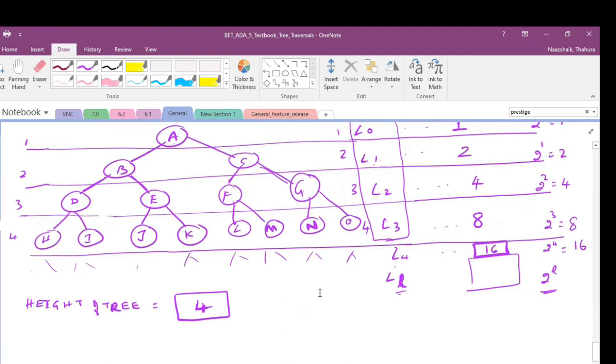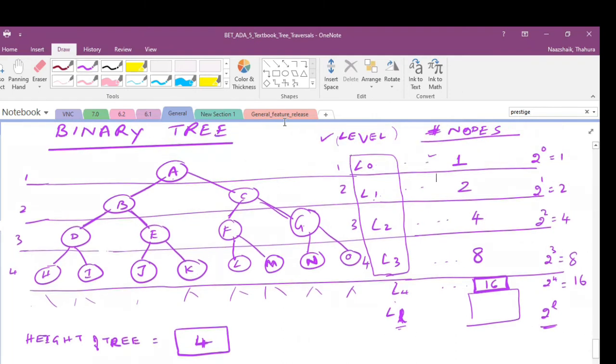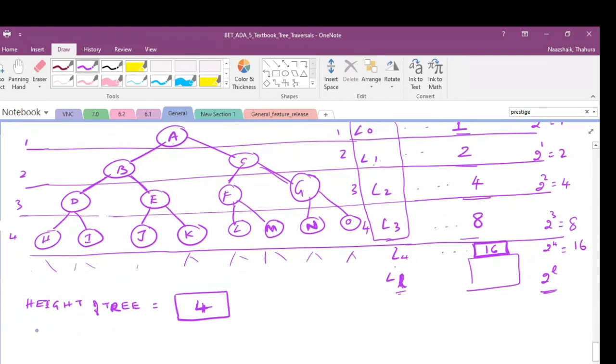Before that, you tell me in this tree, how many nodes are there? We know that here we have 1, then here we have 2, here we have 4, here we have 8. If you add up, how much do you get? 10, 14, 15. So the total number of nodes in this tree is 15.